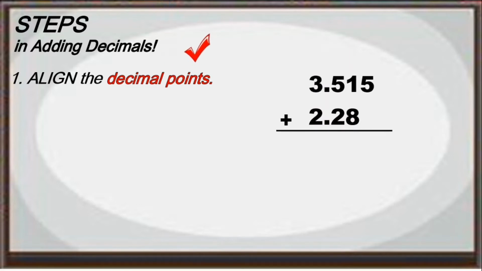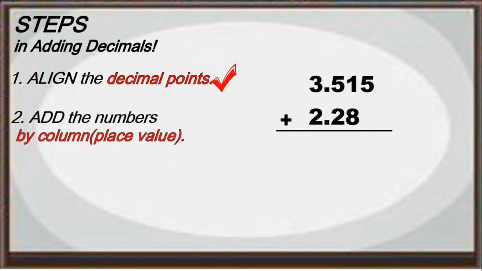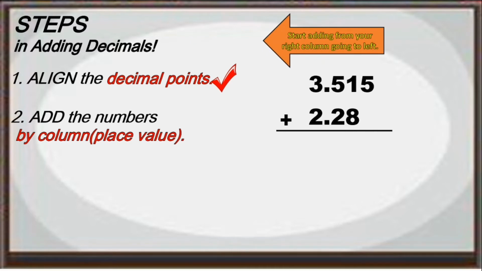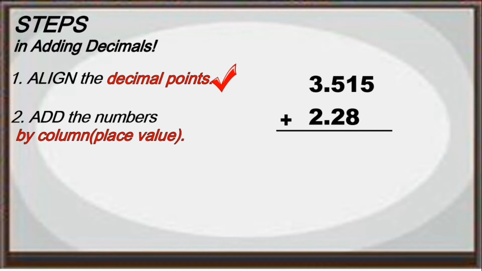So we're done with step number 1. Our step number 2 is to add the numbers by column or by place value. That's why, again, it is very important that your numbers are also aligned. In here, we must start adding from our right column going to our left. So in our case, we will be starting from our thousandths place. So 5 plus blank. For the blank or the space, you may put 0 there for you not to be confused. So there we have 5 plus 0 will give us 5.